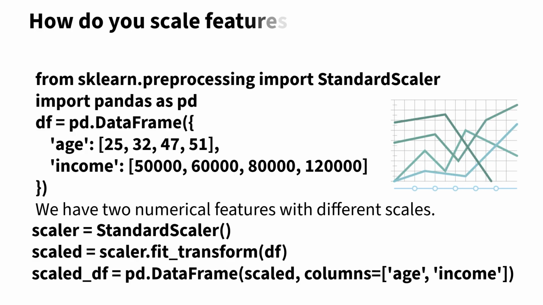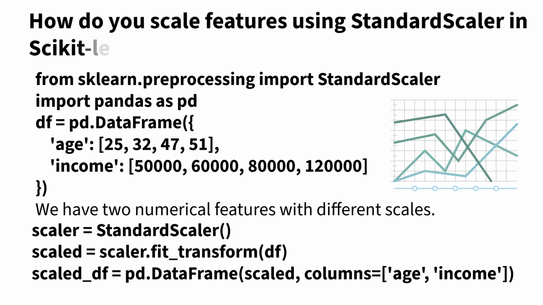How do you scale features using StandardScaler in Scikit-Learn? Models like SVMs and KNN don't care if your data is in kilometers or millimeters. They care about consistency. So here we have two numerical features with different scales. Models like SVM, KNN, or logistic regression are sensitive to this.